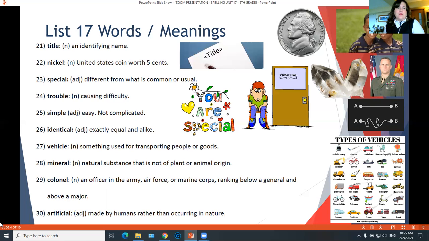Okay. And number 30 is artificial. Artificial is an adjective that means that it's made by humans and not made naturally. For example, we have natural Christmas trees and we have artificial Christmas trees. These are made by humans, not by nature.